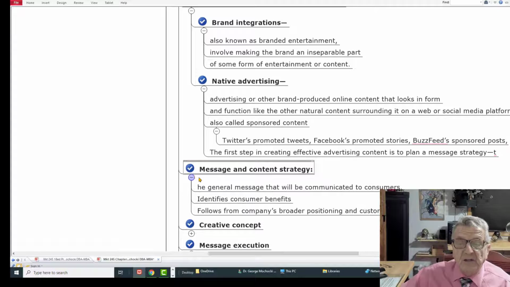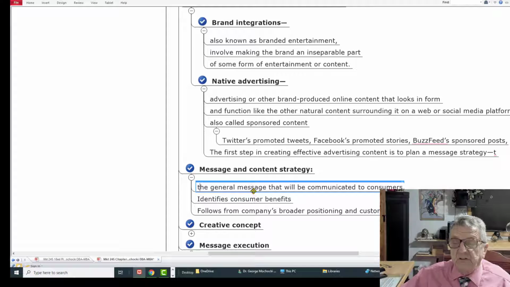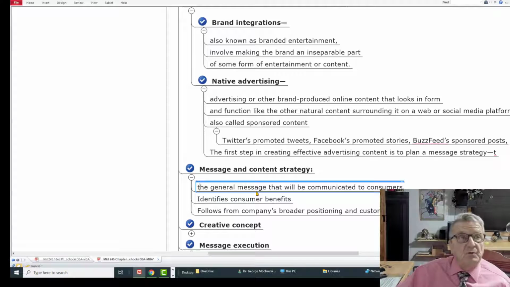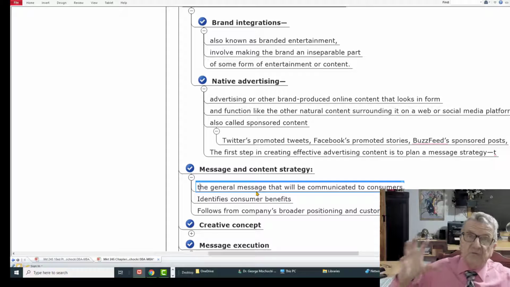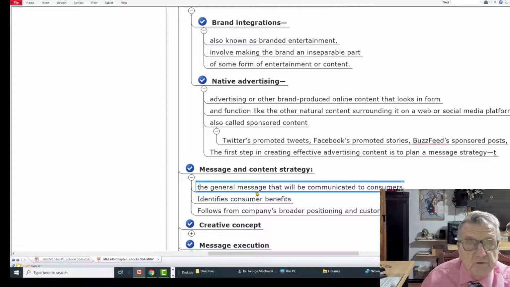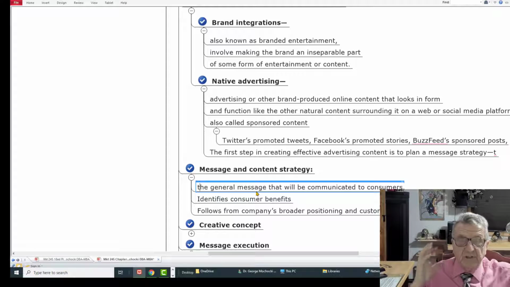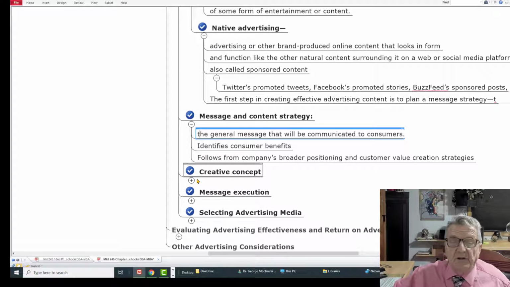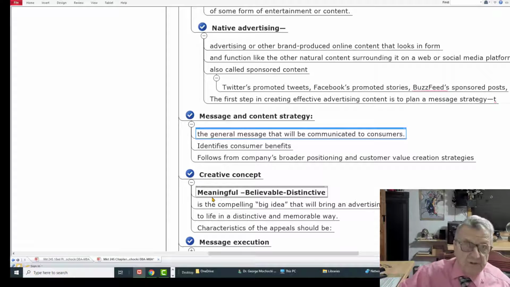You're going to have your message, and that's the general message that will communicate to customers. It has to be consistent through the advertising, through the promotion, through your campaign, through your ad, through your personal selling. All those messages have to be the same, so that when the end user gets those messages coming in from different ways, they begin to say, I never thought about that. It reminds them, okay? Now you have a creative concept, meaningful, believable.